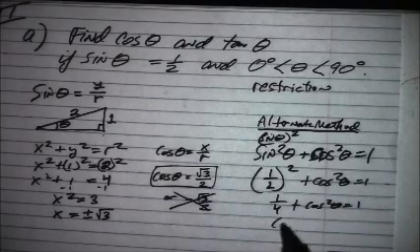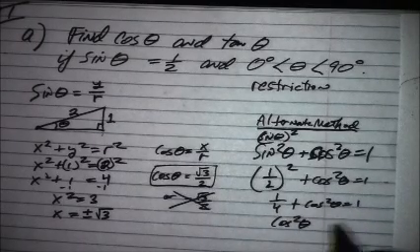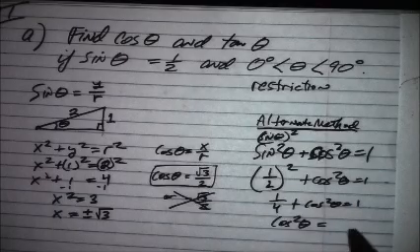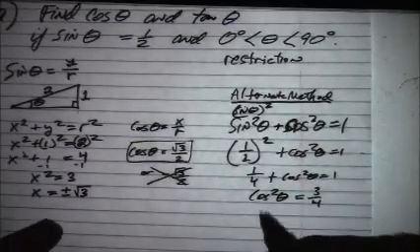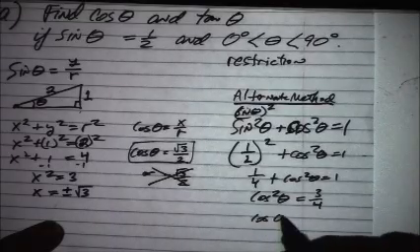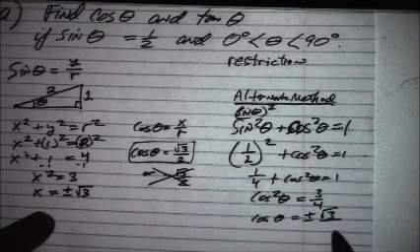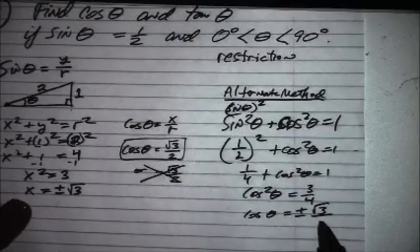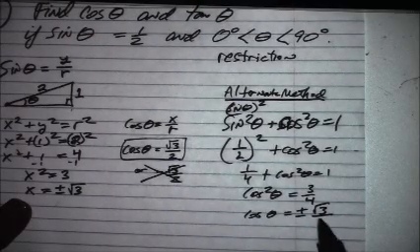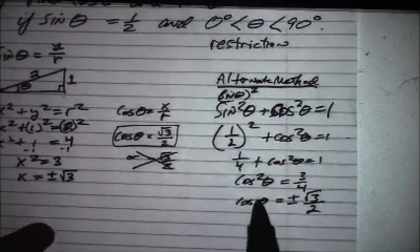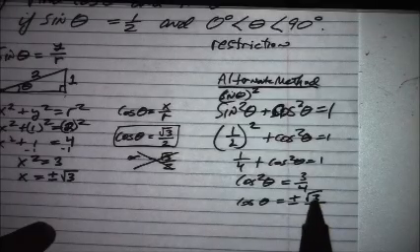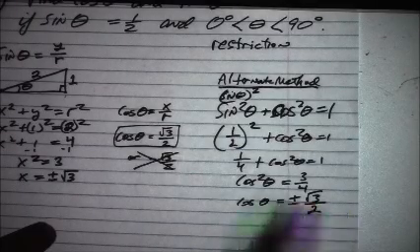Subtract 1/4 from both sides. Cosine squared theta is 1 minus 1/4. That's 3/4. Take the square root of both sides, and the cosine of theta is equal to plus or minus the square root of 3 over the square root of 4. I don't need to write square root of 4. Square root of 4 is 2. So we now have the cosine of theta is positive square root of 3 over 2 or negative square root of 3 over 2.